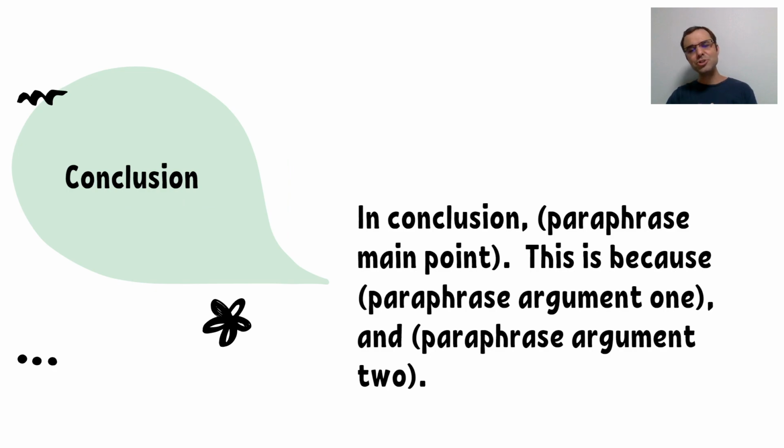Finally is the conclusion. 2 sentences long in the template. In conclusion, and then paraphrase your main point. Don't copy and paste from above when you repeat your main point. I want you to change it a little bit. Just use a basic paraphrase. Change a few words. Next sentence goes, this is because, and then you repeat your 2 arguments with a comma between them. Again, paraphrase the arguments a little bit.